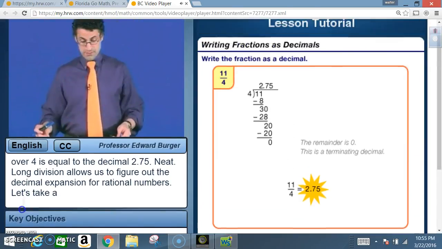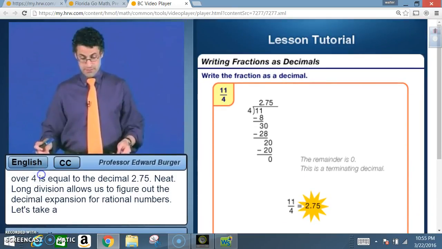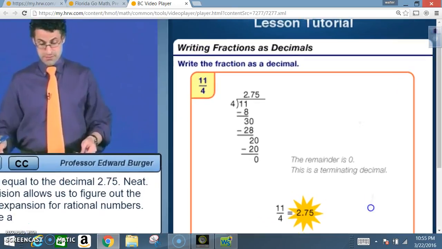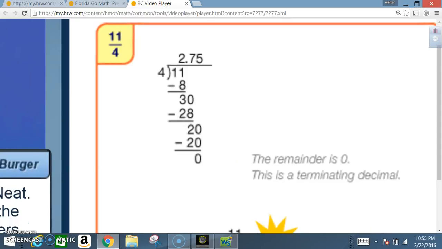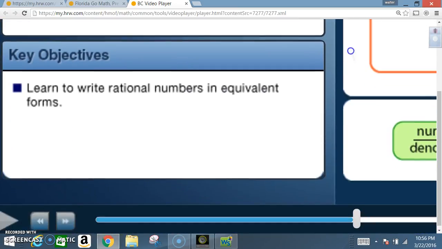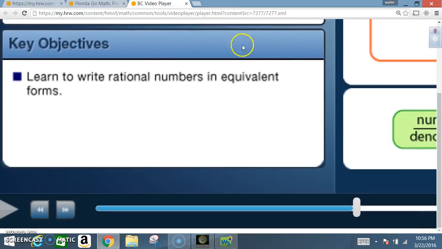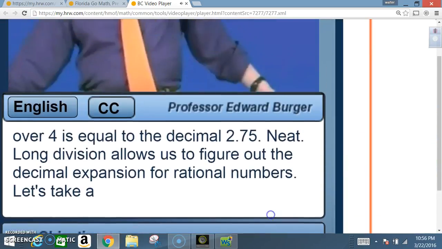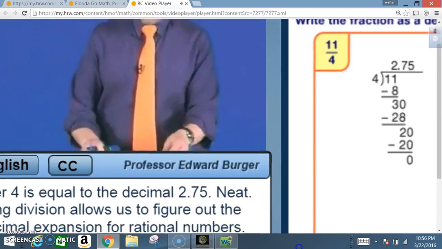Okay, now make sure you get this example in your notes, please. And what we're doing here is we're going back and showing you 3rd and 4th grade math, in case you forgot or you never learned it the proper way. Figure out the decimal expansion for rationals.